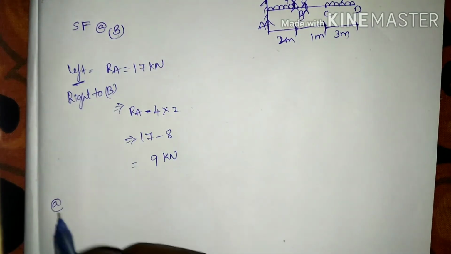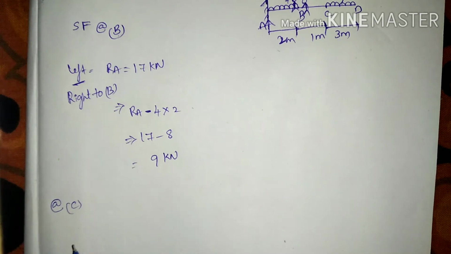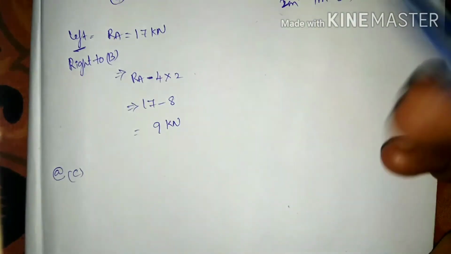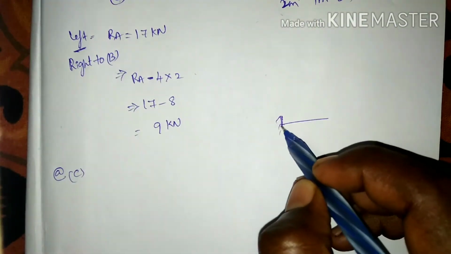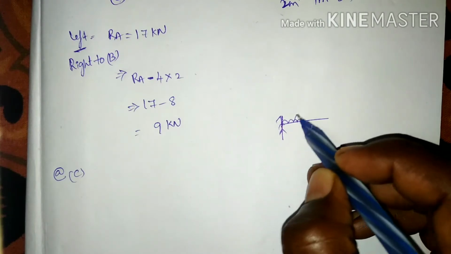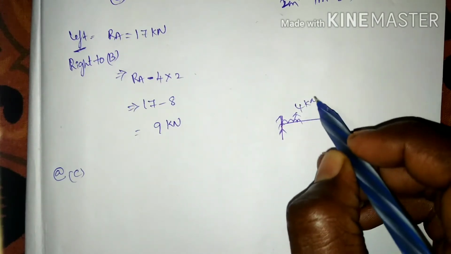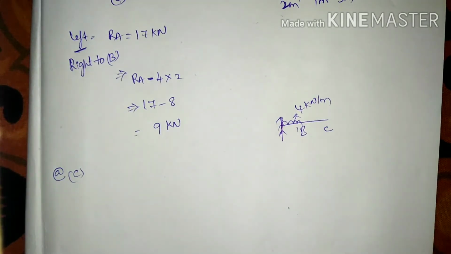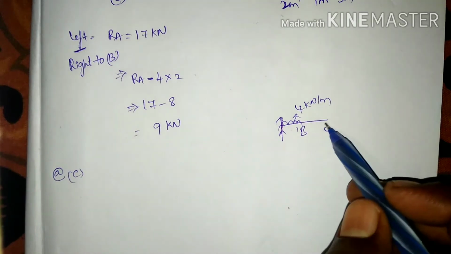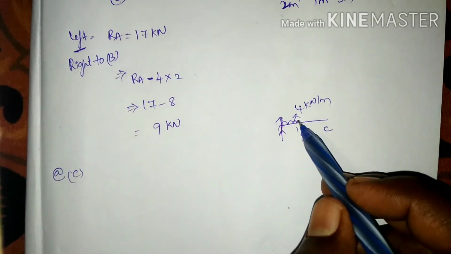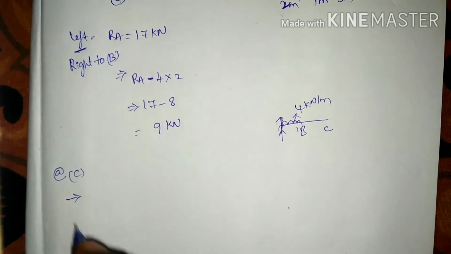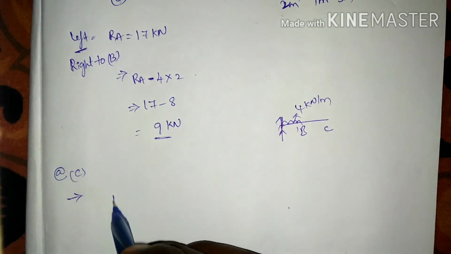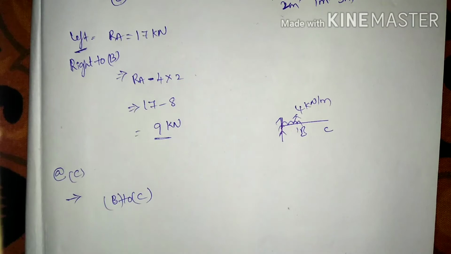Next, shear force at C. Up to the C we are going to have only two loads or two reactions, that is RA and the UDL, that is 4 kilonewton per meter. From B to C, we are going to have only the reaction and the UDL load. So the same 9 kilonewton load is going to act from B to C.